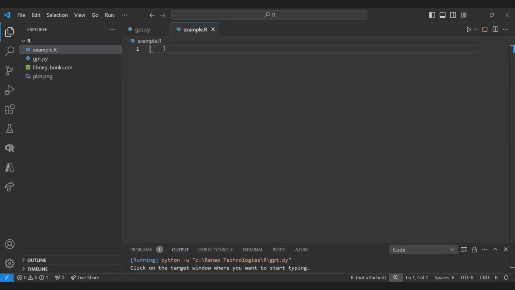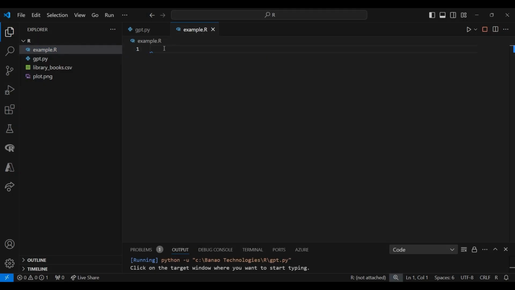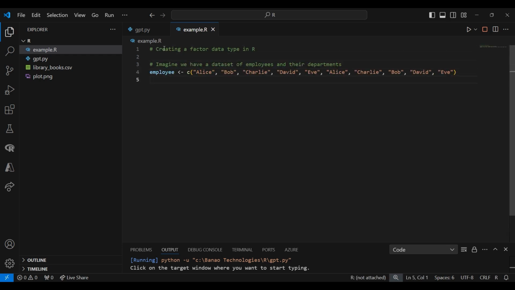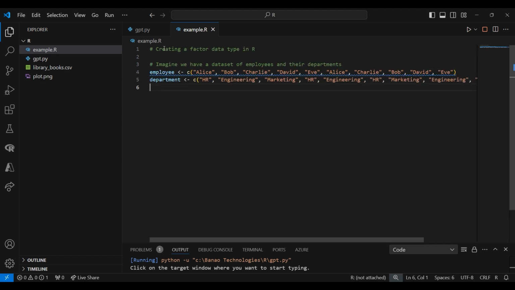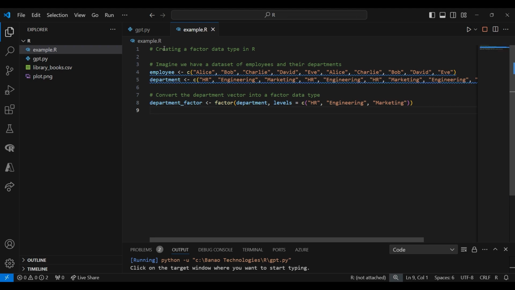www.atg.world. The given R code demonstrates the creation and manipulation of a factor data type. In this scenario, a dataset containing employee names and their corresponding departments is used. First, two vectors, employee and department, are defined to store the employee names and their respective departments. The department vector is then converted into a factor data type named department factor using the factor function. In this conversion, the levels of the factor are explicitly defined as HR, engineering, and marketing.